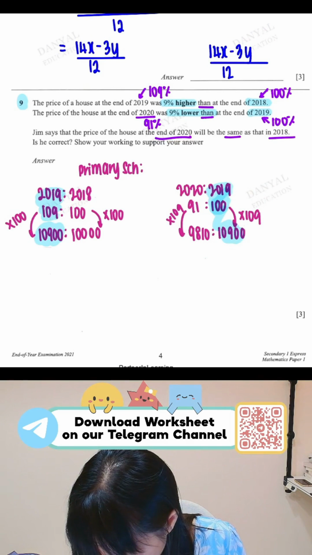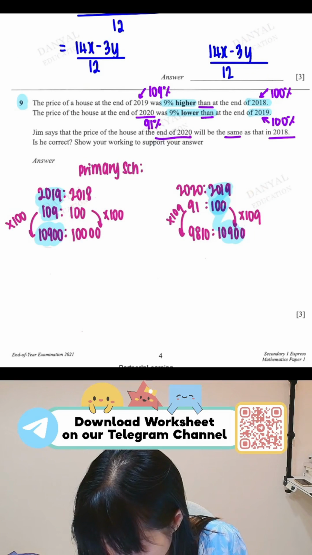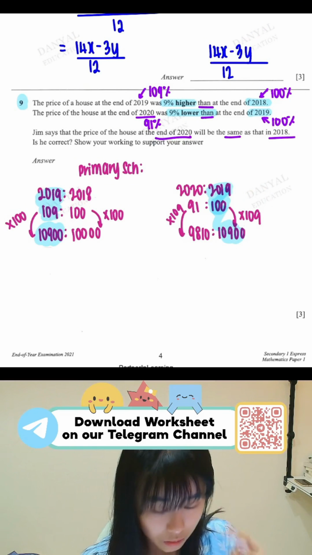You do 100 plus 9, 109. Then for 9% lower, you minus, and get 99.19. Oh, I get your reasoning. Mathematically, you're okay. The way you do it is okay.